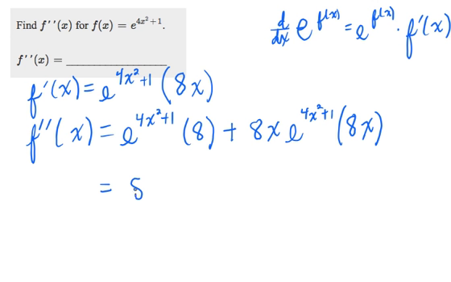common factors. They both have an 8, and they both have an e to the 4x squared plus 1. That would leave us with just a 1 in my first term, and with an 8 and 2 x's, so an 8x squared in my second term. But either of these answers ought to be acceptable.